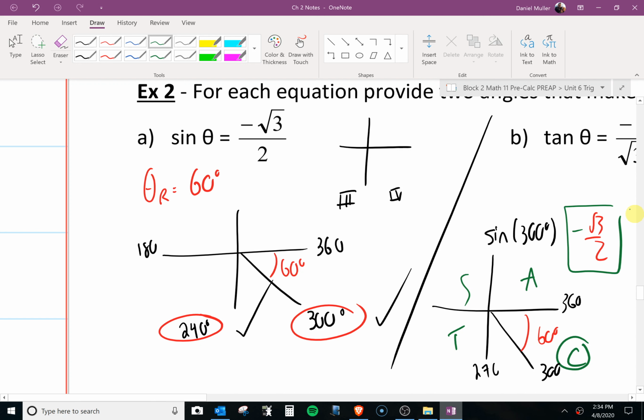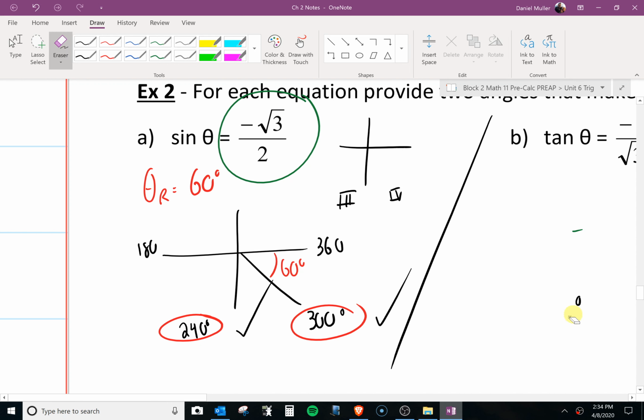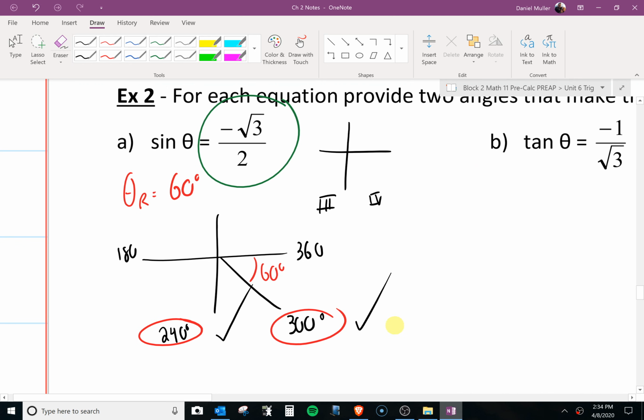Negative root 3 over 2. Now I'm telling you it's negative root 3 over 2, and I'm asking you to find the angle. So again, it's going to take a bunch of these for us to really understand the pattern. So let's go on and try.